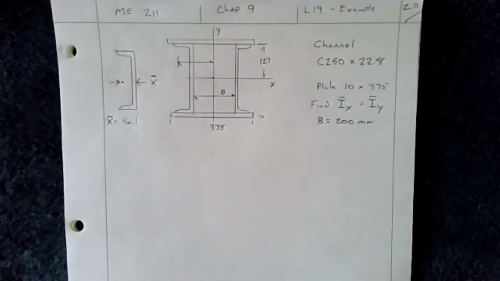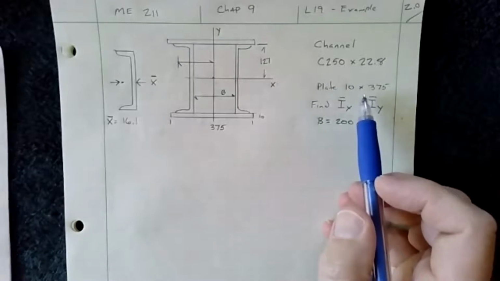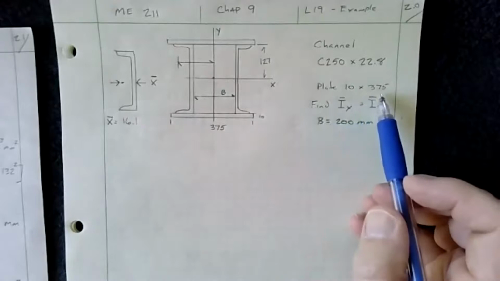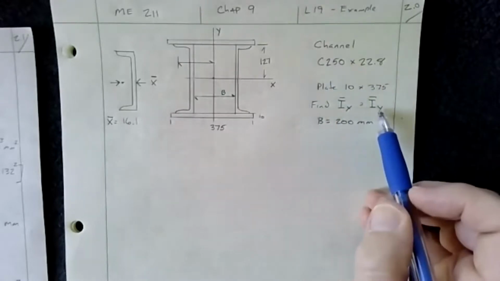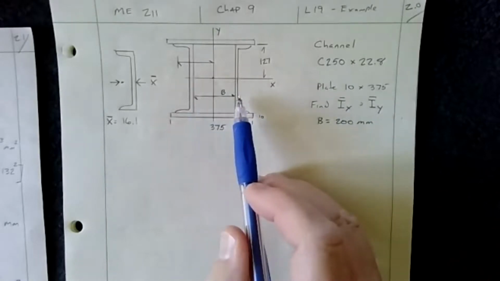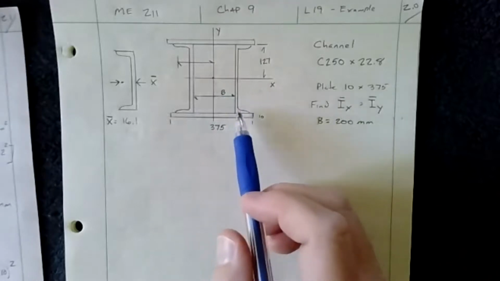So here we have our C channel, and then we have a plate. We're given that the plate is 10 by 375 and the C channel. We want to find IX and IY, and we're given the distance of the two C channels is 200 millimeters. So how do we go about doing that?